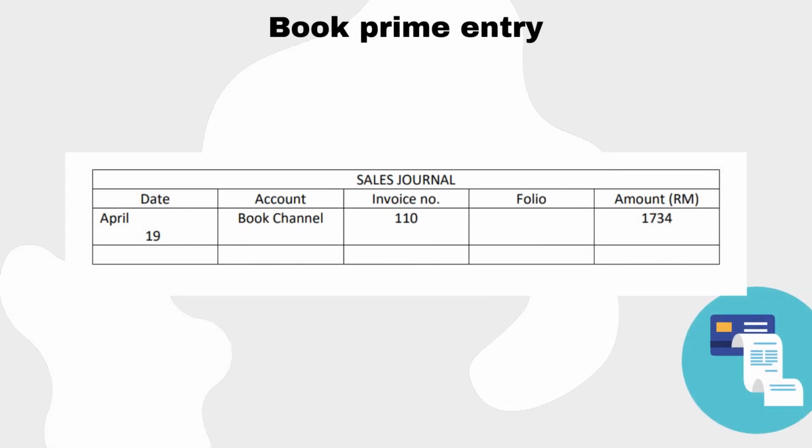Book of prime entry. Shah Stationery sells goods on credit to Book Channel on 26 April 2021. Then it prepares a sales journal to record all the credit sales transactions.